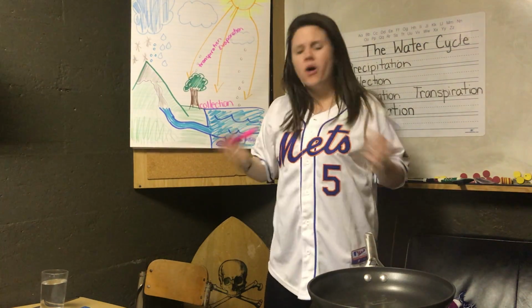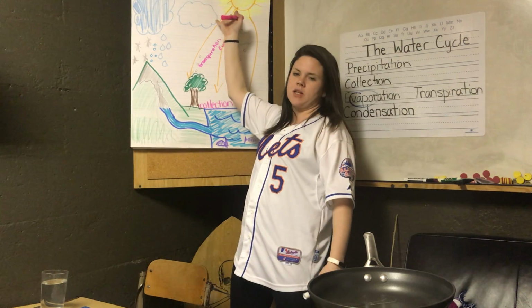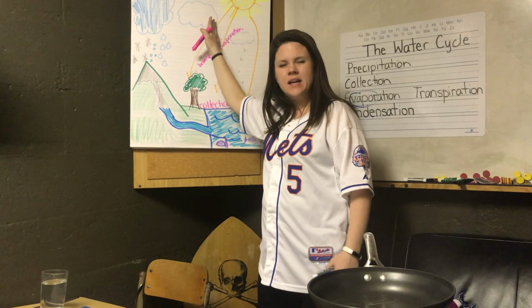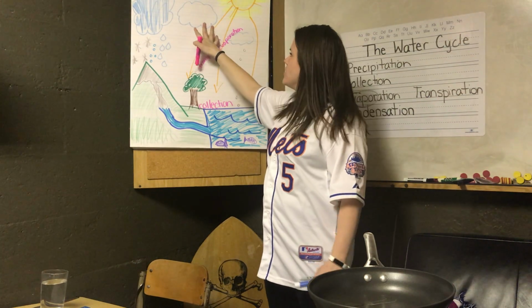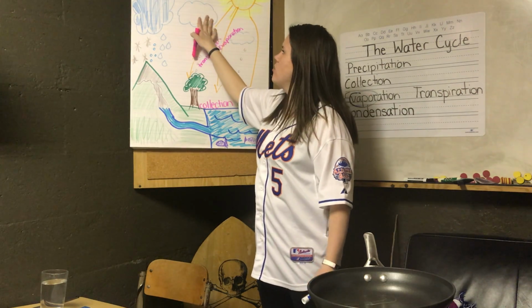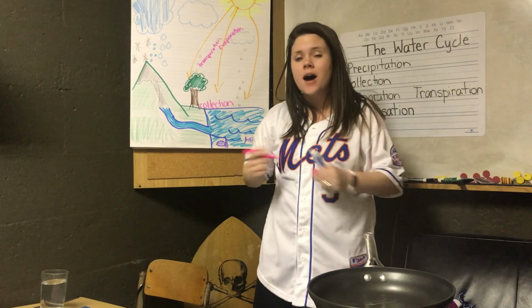But the water doesn't just stay in the sky. It warms up as it goes up into the sky, right? And as it stays in the sky, guess what? It cools off. And as it cools off, it forms into clouds. Sometimes the clouds are small, and they get a little bigger, and they compact. And that is called condensation.